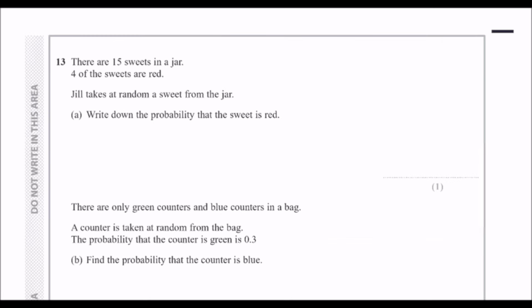Question 13. There are 15 sweets in a jar. 4 of the sweets are red. Jill takes her sweets at random from the jar. Write down the probability that we get a red sweet. So 4 are red out of 15 in total. So the probability is 4 out of 15, 4/15.